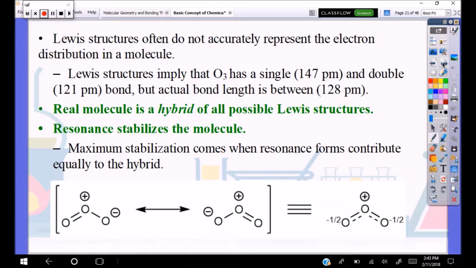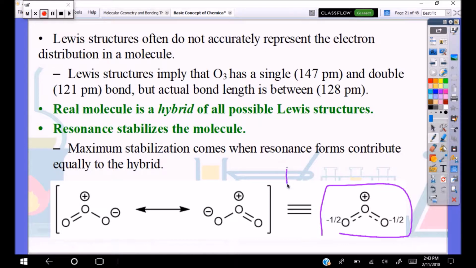So when we look at something like ozone, that's very important because while we can draw ozone with a double bond and a single bond, if we were to look at the bond length in reality, we see the bond length is somewhere in between that of a single and a double bond. It's because those electrons are delocalized and they're almost shared equally across the whole molecule, as you see here. Hence why we have a system of dashes.